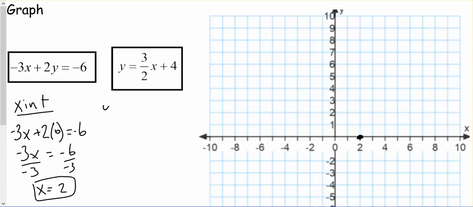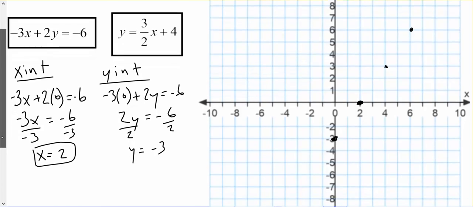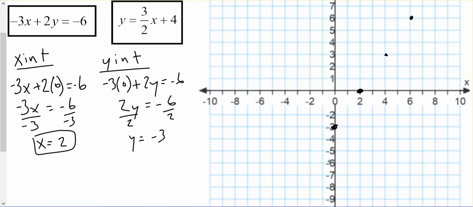Our y-intercept, same thing, only now we're on our y-axis, so all our x values are 0. So negative 3 times 0 plus 2y equals negative 6. That gets rid of the whole x term. Divide by 2, and we say our y-intercept is negative 3. So it looks like we're going up 3 and over 2, up 3 and over 2. We can move down 3 and left 2, and we've got a line.